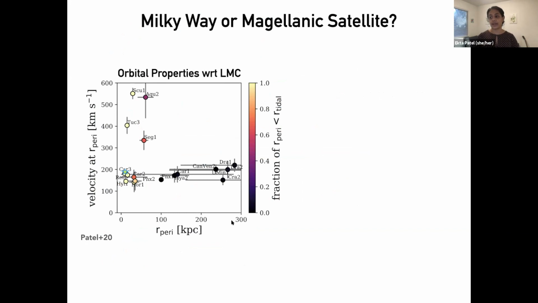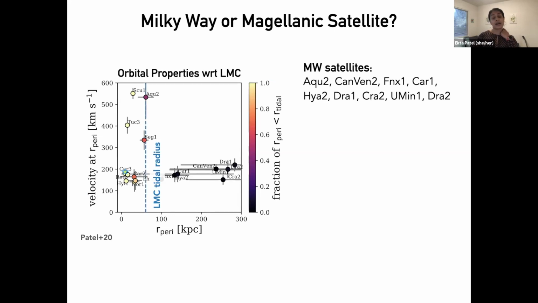So here now I'm showing on the x-axis the distance achieved at the last pericenter for these satellites for the full sample of 18. And the y-axis is the velocity achieved at pericenter. Again, all of these are calculated with respect to the LMC, not the Milky Way as I was showing in previous plots. So by eye, you can probably already see that these points are sort of separated into three different groups. So let's look at that a little bit closer.